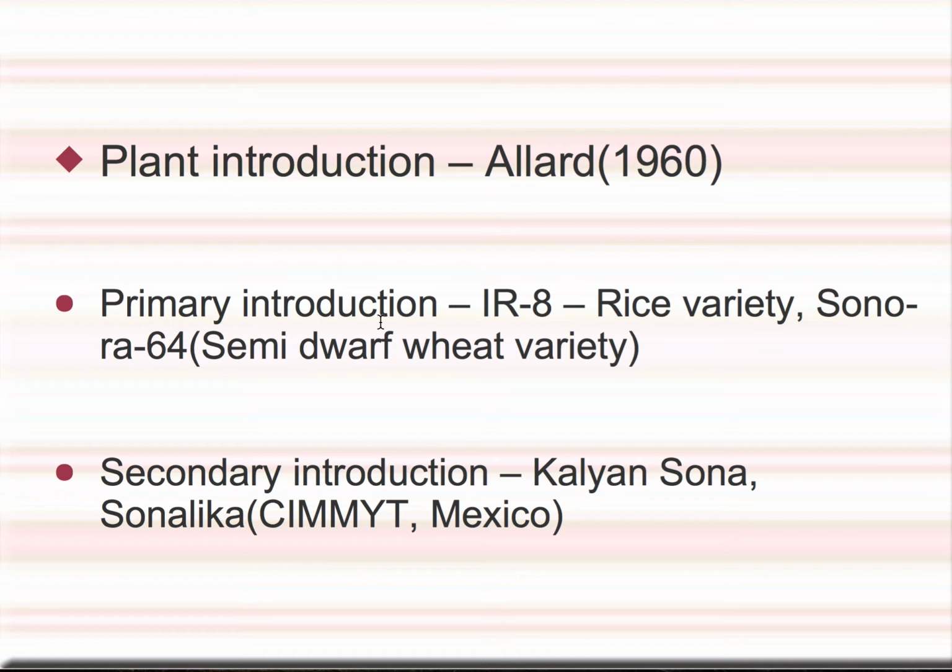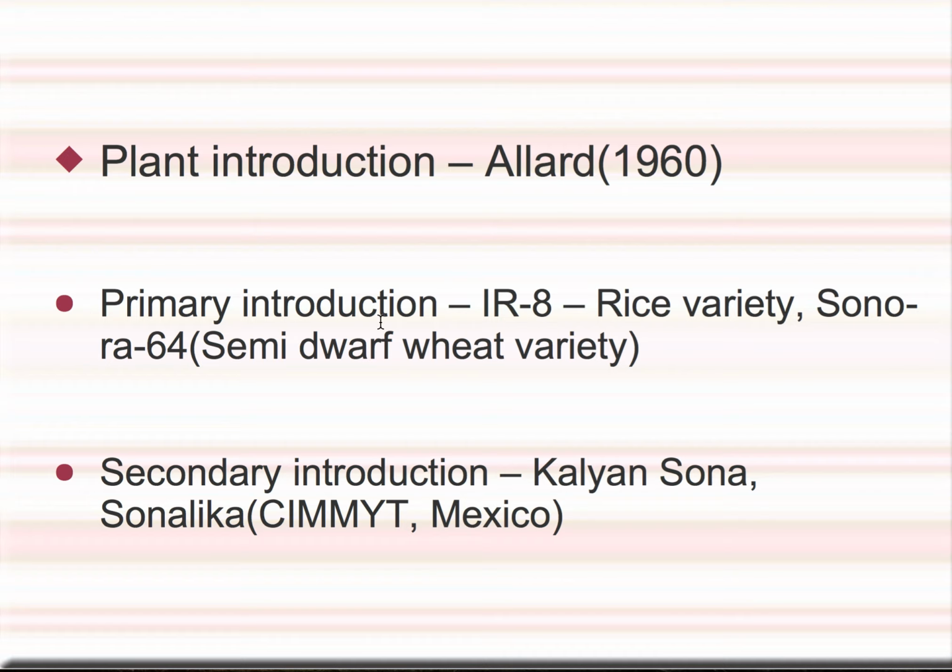Introduction is basically classified into two types. One is primary introduction, the other one is secondary introduction. Primary introduction is when the introduced variety is well suited to the new environment and is directly released for commercial cultivation without any change in the original genotype. Examples are the IR8 variety of rice and Sonora 64, which is a semi-dwarf wheat variety.